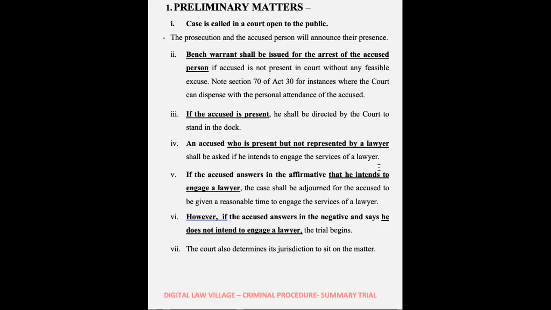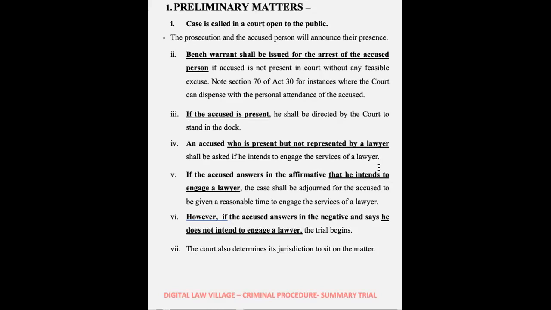But if the accused is present, he shall be directed to stand in the dock. An accused who is present but not represented by a lawyer shall be asked if he intends to engage the service of a lawyer. This is a very critical step, because a criminal trial has severe consequences. So if the accused is present but doesn't have a lawyer, ask the accused, do you intend to engage the service of a lawyer?